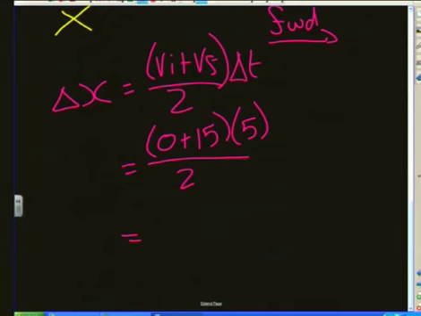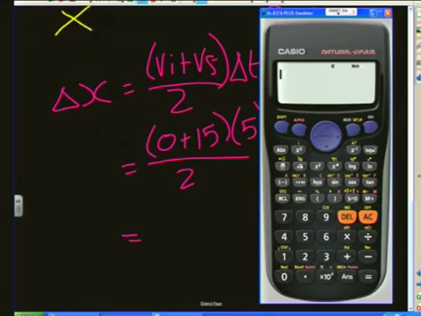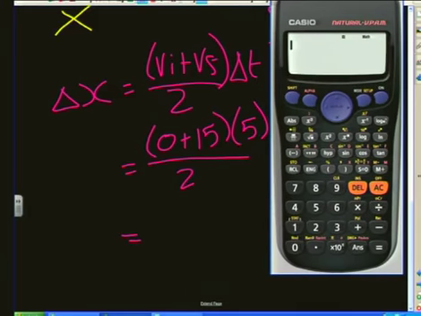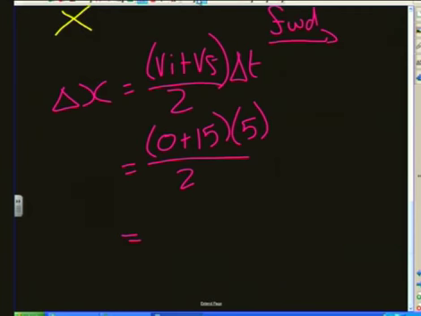So now when I put this in my calculator, the really nice thing about the Casio calculator is that it can do fractions directly for us. So on top of this, I would say that I've got 0 plus 15, close my brackets, multiplied by 5. And what do I have to do to that answer? I have to divide it all by 2. There we go, and I get a displacement of 37,5, and that is my final answer.